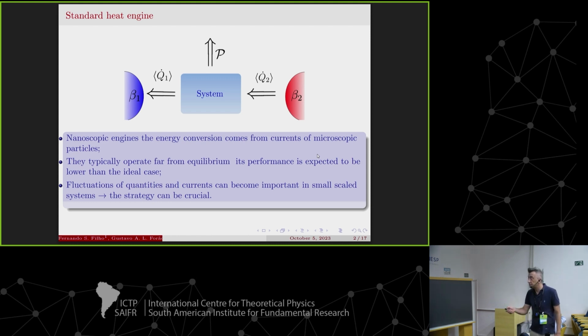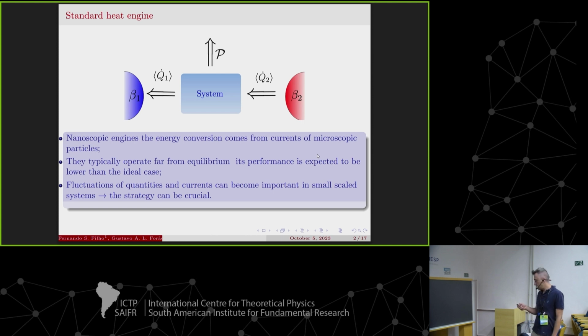A second remarkable change: typically, the system operates far from equilibrium, and hence its performance is expected to be lower than the ideal case. Third, unlike macroscopic thermodynamics, fluctuations in these cases can become important, and hence the strategy for boosting your system performance can be crucial.